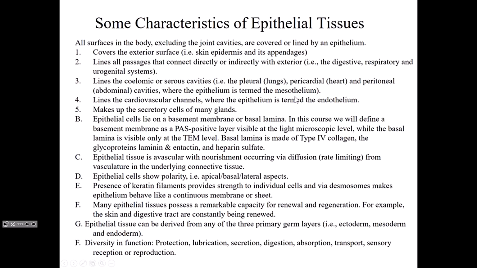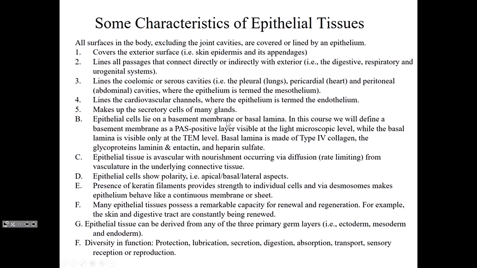Mesothelium is often used for the epithelial lining of the abdominal cavity, whereas blood vessels are lined by endothelial cells. But whether it's mesothelial or endothelial, they're all epithelial. Epithelial cells also make up the secretory cells of many glands, and we're going to look at how we classify glands, how complex they are.